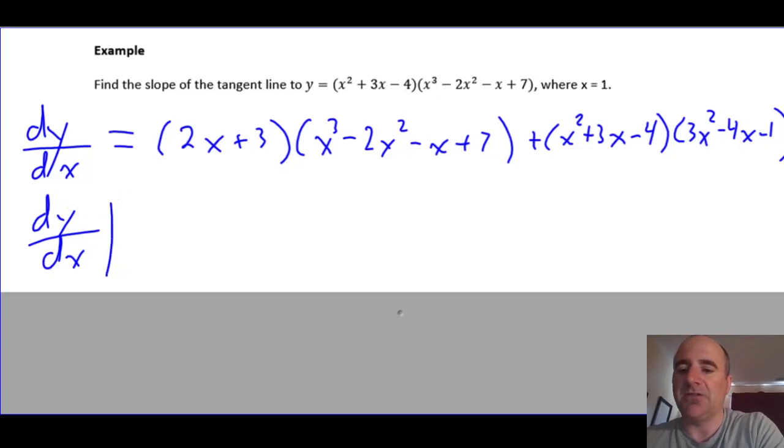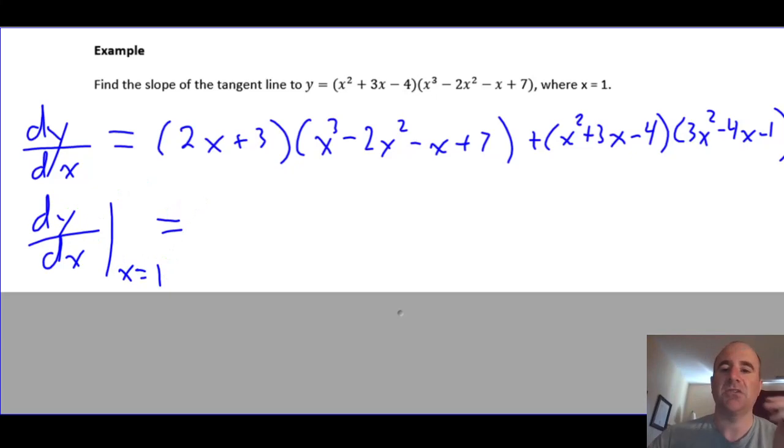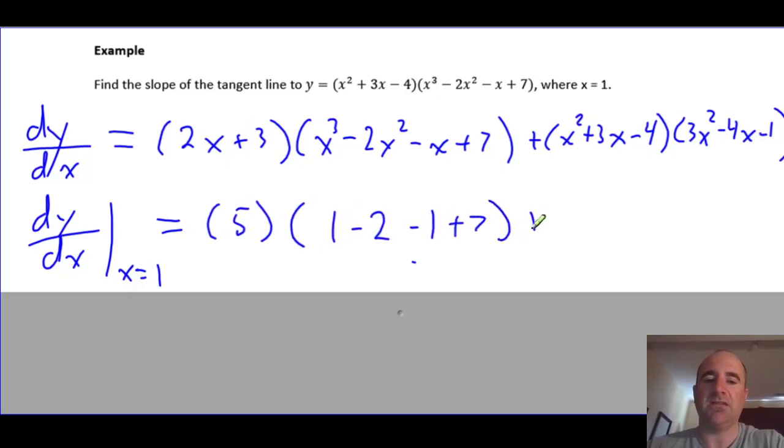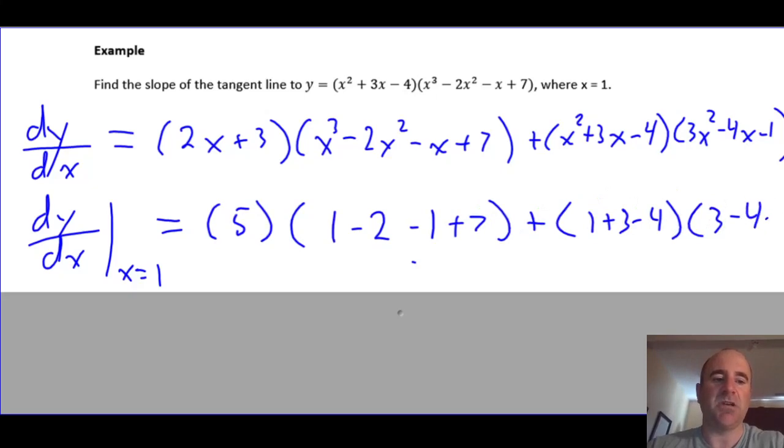Now we were asked to figure out what dy by dx was when x is equal to 1. I like this little notation here. Rather than saying when x equals 1, the bar with the x equals 1. I've seen that a few times before. Well, 2x plus 3 is just going to be 5. And here we're going to have 1 minus 2 minus 1 plus 7, whatever that is. Here we're going to have 1 plus 3 minus 4. And here we're going to have 3 take away 4, take away 1.